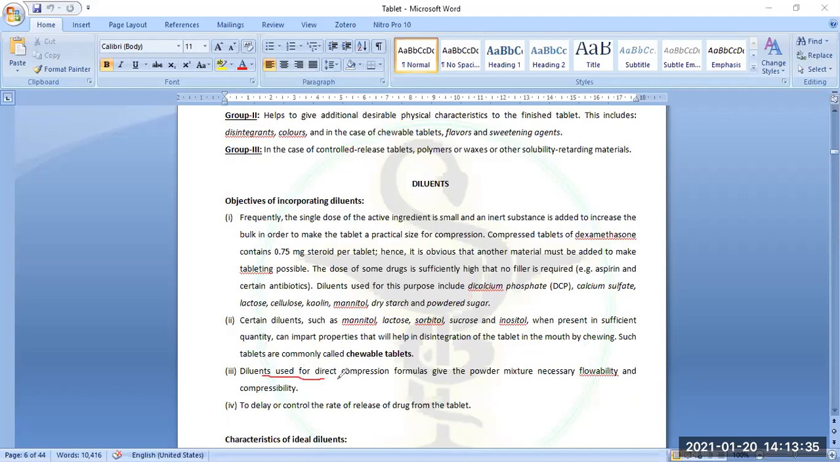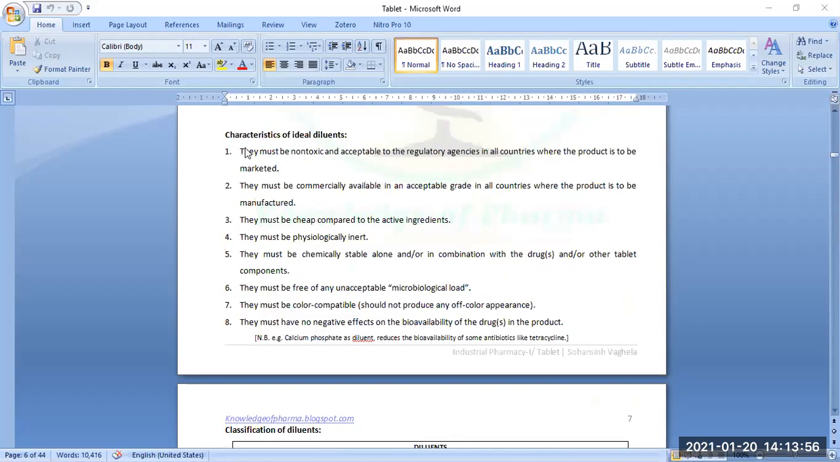So these are diluents used for direct compression. Also, powder is mixed uniformly and improves the flowability and compressibility of the powder. Also, they produce delayed and controlled release rate if you use that type of polymer for diluent purpose. But what is the main role of a diluent? To increase the bulk of the formulation.